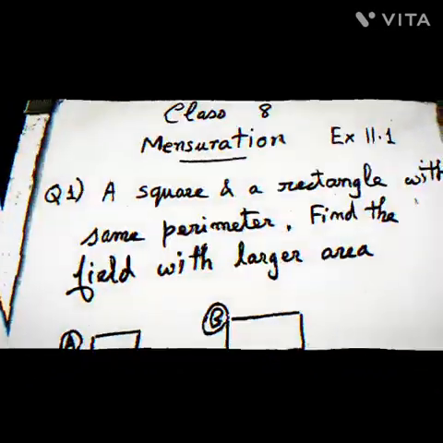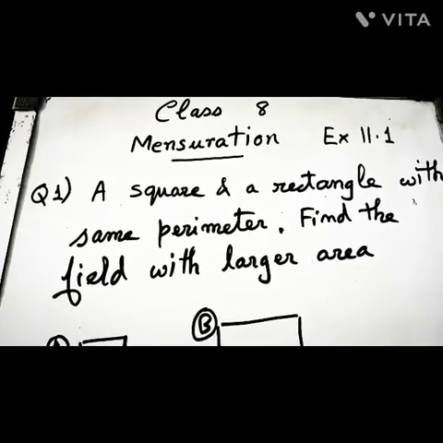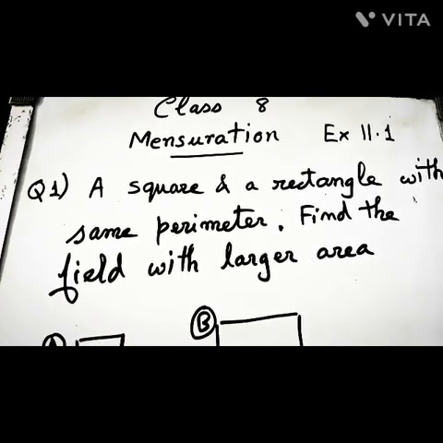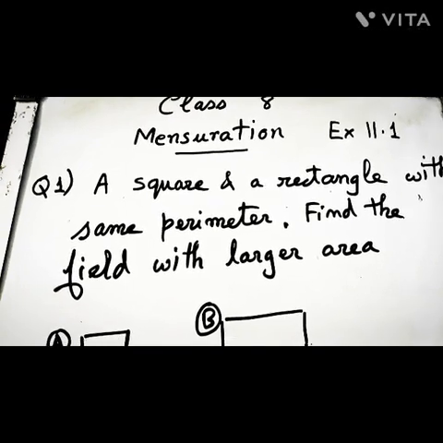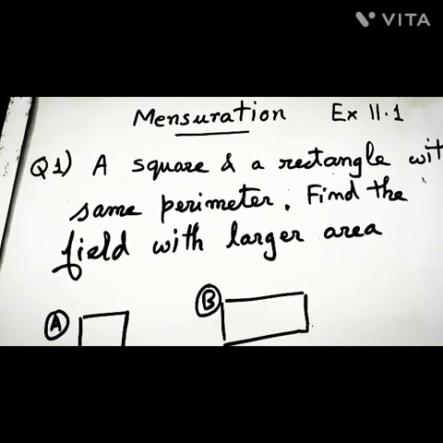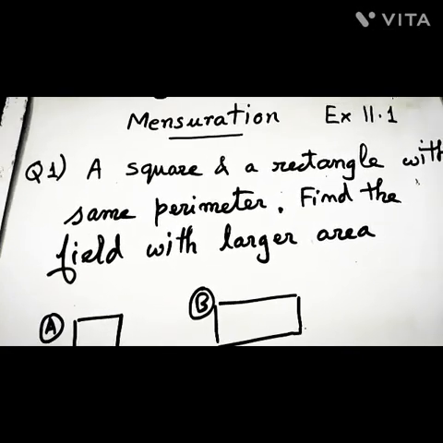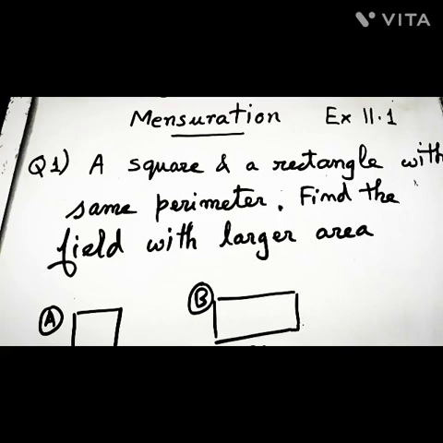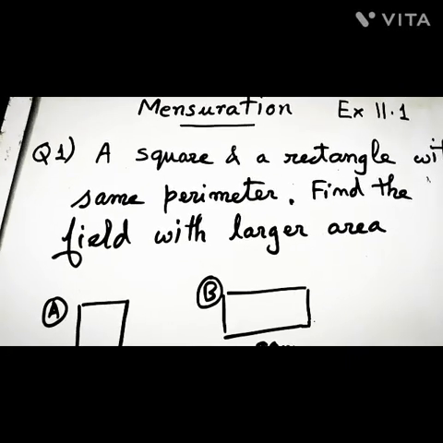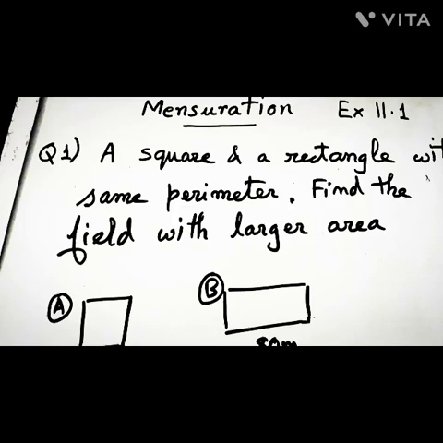So, hi students, today's topic I'll be discussing is for class 8 mensuration exercise 11.1. I'll be solving some questions. Question 1, it says a square and a rectangle with same perimeter. So perimeter is the outer wall, the length of the outer wall. So both the square and the rectangle have the same perimeter. Find the field with larger area.